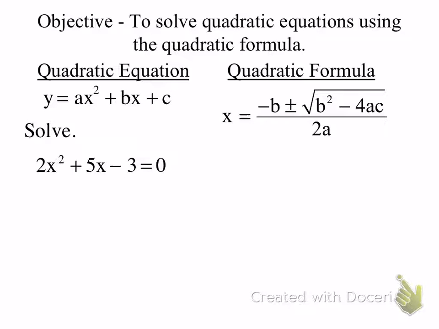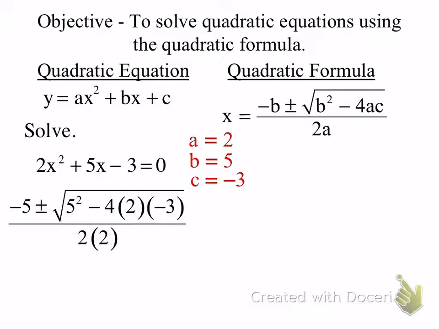Step 1, you identify your A, your B, and your C. So what is my A, B, and C in this equation? Shaylin? Your A is 2, your B is 5, and your C is negative 3. Perfect. And so then I just start to substitute in. I say negative 5 goes for the B, plus or minus 5 squared for the B squared, minus 4 times 2 times negative 3, all over 2A.